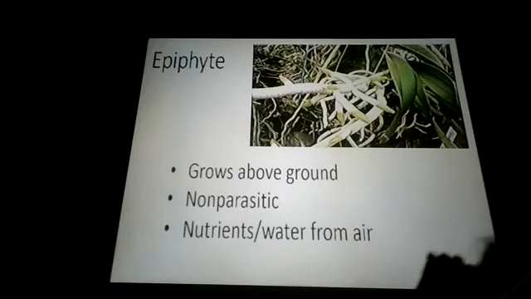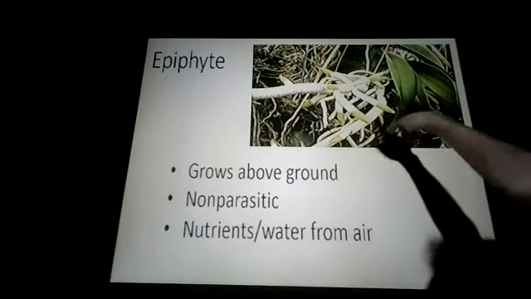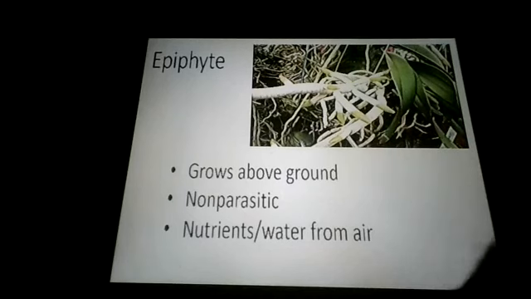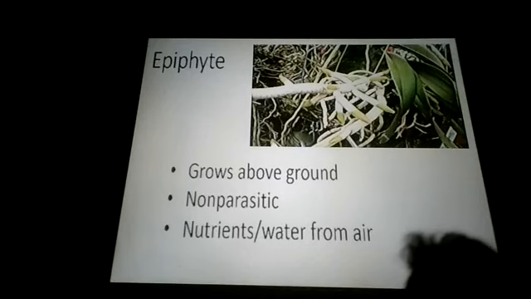Now, the different types of orchids, there's three: epiphytes, lithophytes, and terrestrials. Epiphytes grow above ground. They're not parasitic, and they get their nutrients and water from the air. Over there, you see the picture of the roots from a vanda. A vanda would be a great example of an epiphyte.